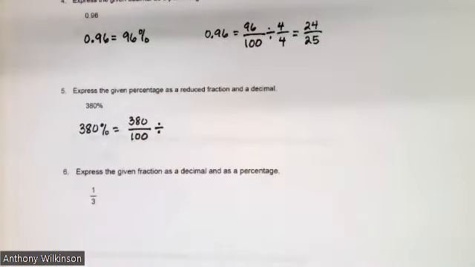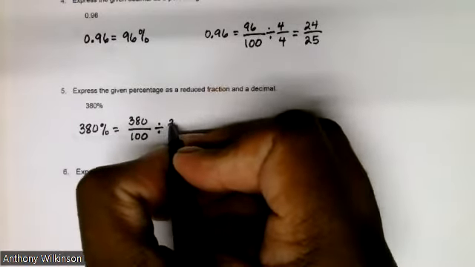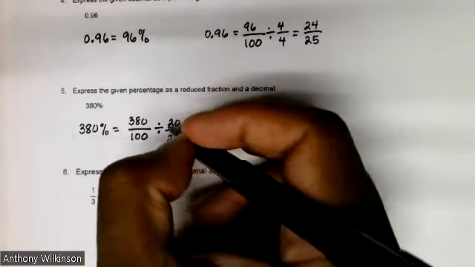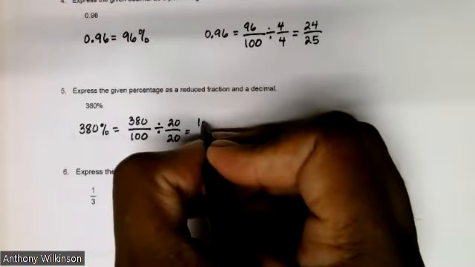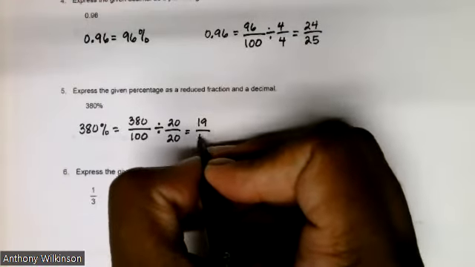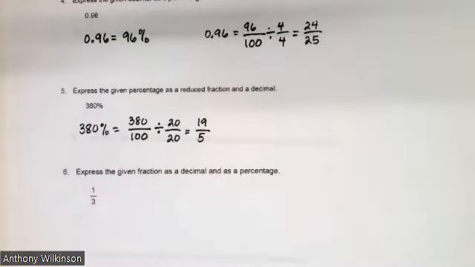Now we need to reduce this in simplest form. The largest number that goes into 380 and 100 will have to be 20. So 20 goes into 380, let's say 19 times, and 20 goes into 100 5 times. And I will leave this as a simplified improper fraction of 19/5.